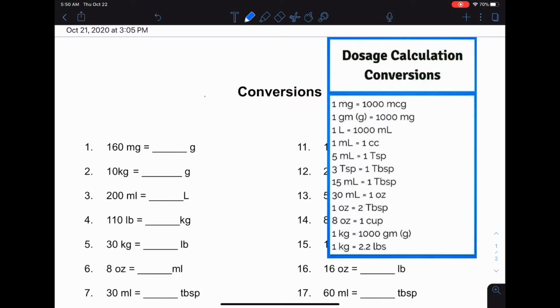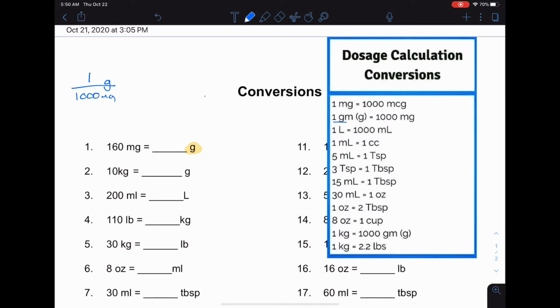So for dimensional analysis, I like to start with what it is I'm trying to get to. What is it that my answer needs to be? So what unit is my answer going to need to be? And that's grams. So I'm going to start with grams at the top. And see right here, 1 gram is equal to 1,000 milligrams.